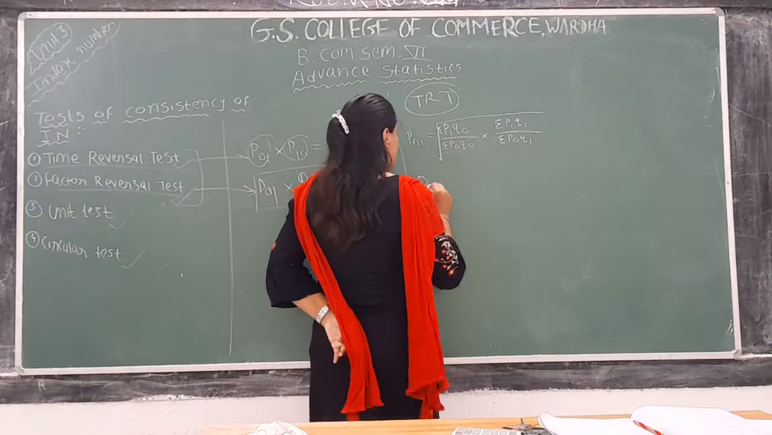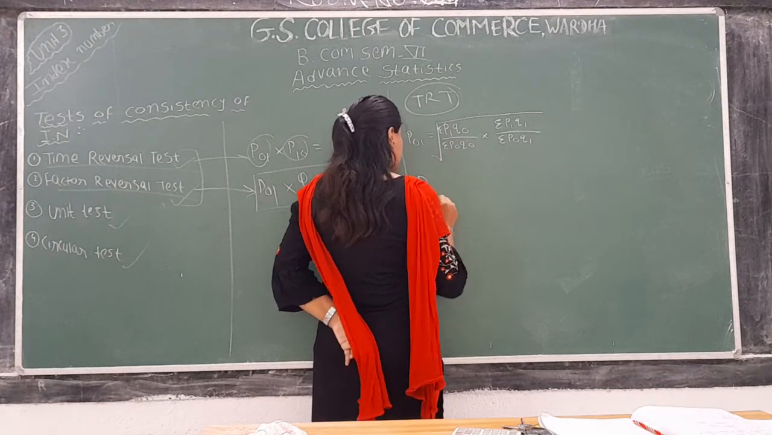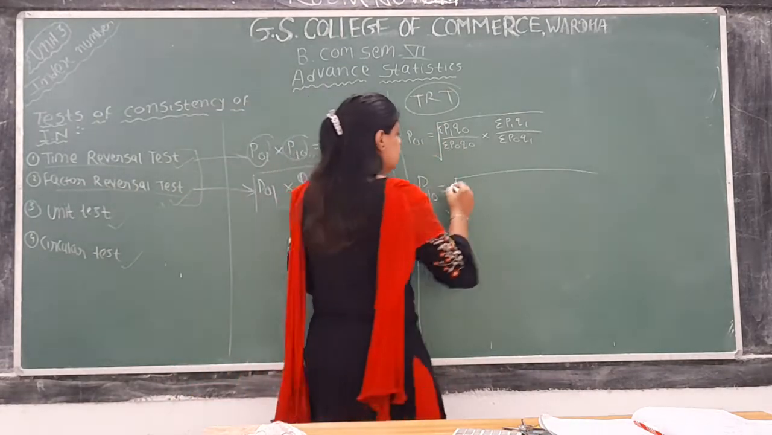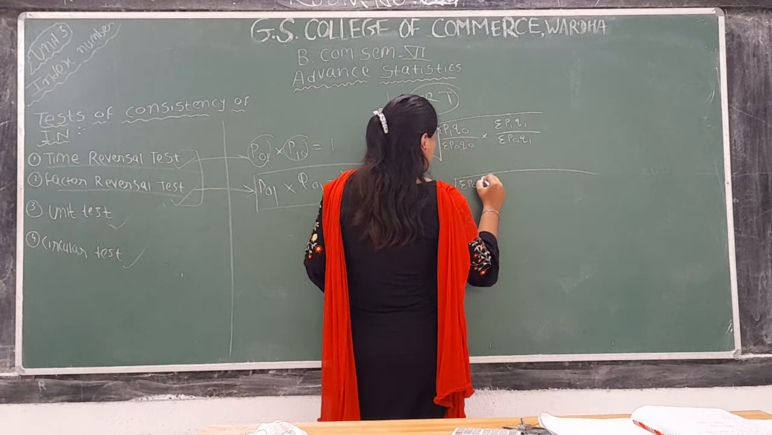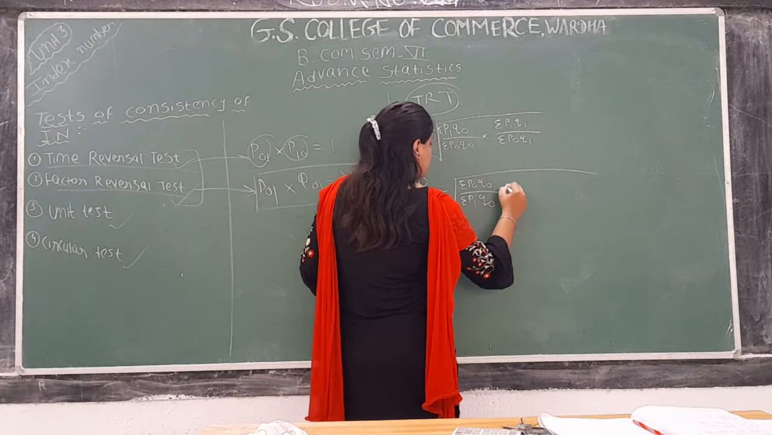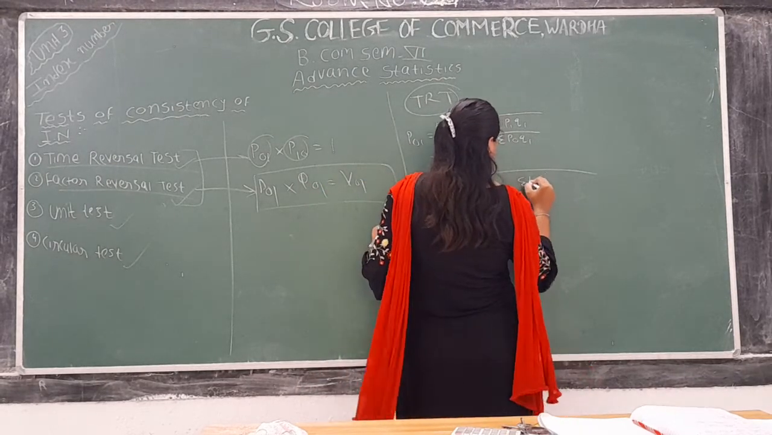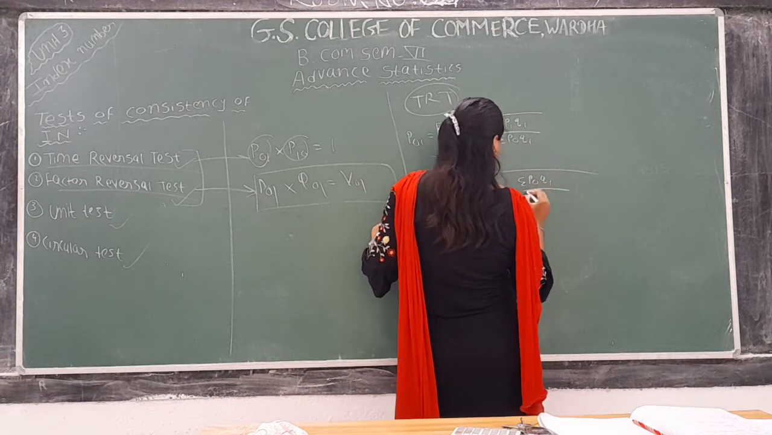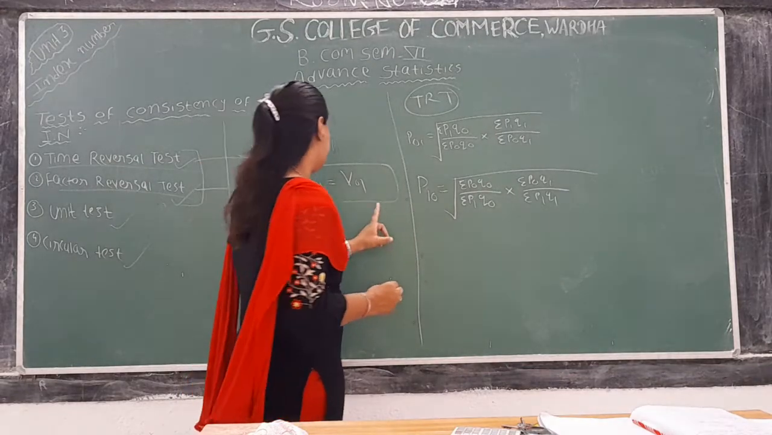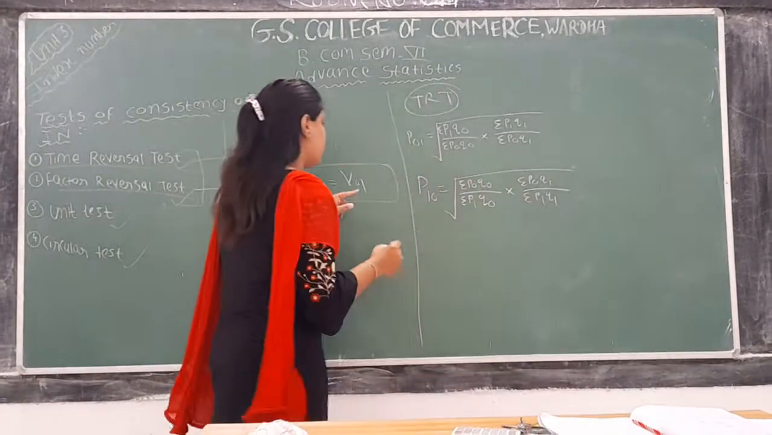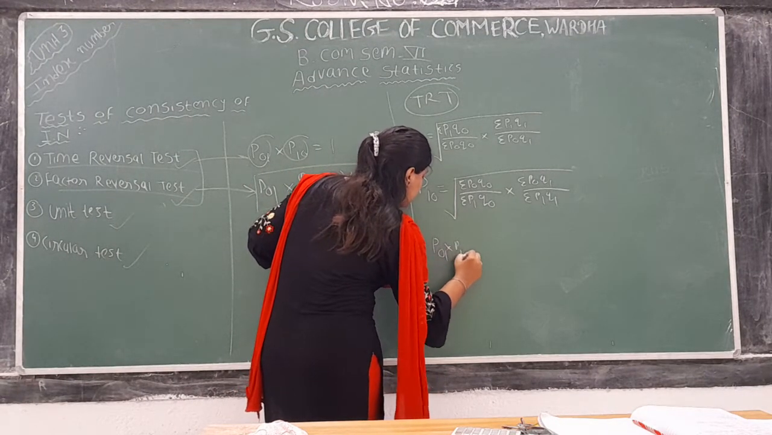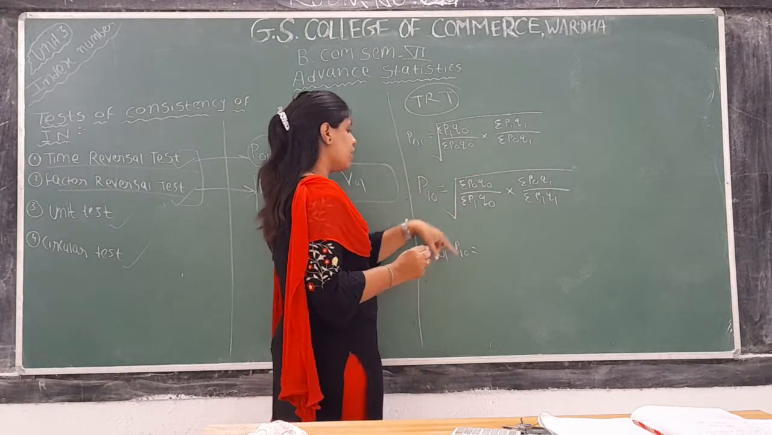And after that, P10. How are we going to determine P10? It is going to be the reciprocal of this formula, like the square root of summation P0 Q0 upon summation P1 Q0 into summation P0 Q1 upon summation P1 Q1. It is going to be the reciprocal of this, and the product should be equal to 1. So when we do P01 into P10, it should be equal to 1.